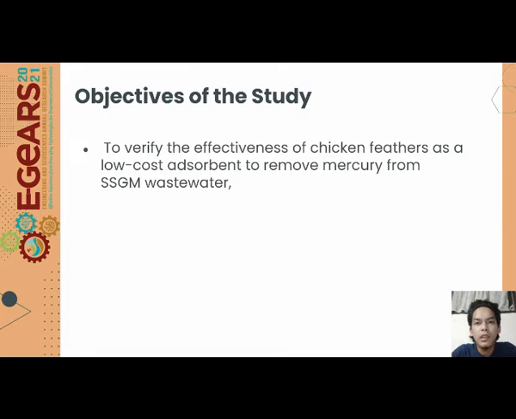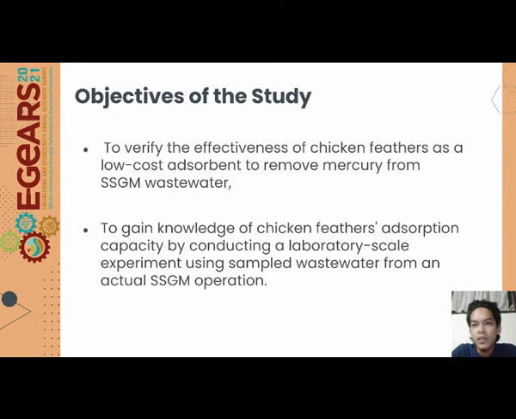Objectives of the study. The study intends to contrive a viable and low-cost solution to the removal of mercury in small-scale gold mining wastewater through accomplishing the following objectives. So first is to verify the effectiveness of chicken feathers as a low-cost adsorbent to remove mercury from small-scale gold mining wastewater. Second is to gain knowledge of chicken feathers' adsorption capacity by conducting a laboratory-scale batch adsorption experiment using sampled wastewater from an actual small-scale gold mining operation.